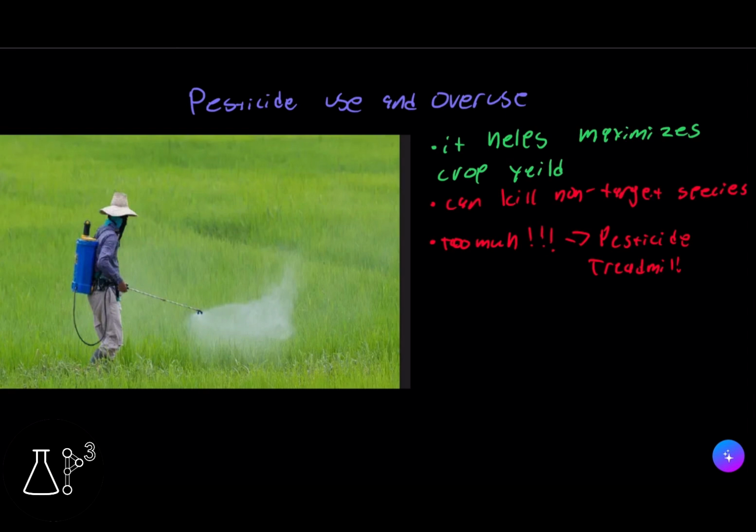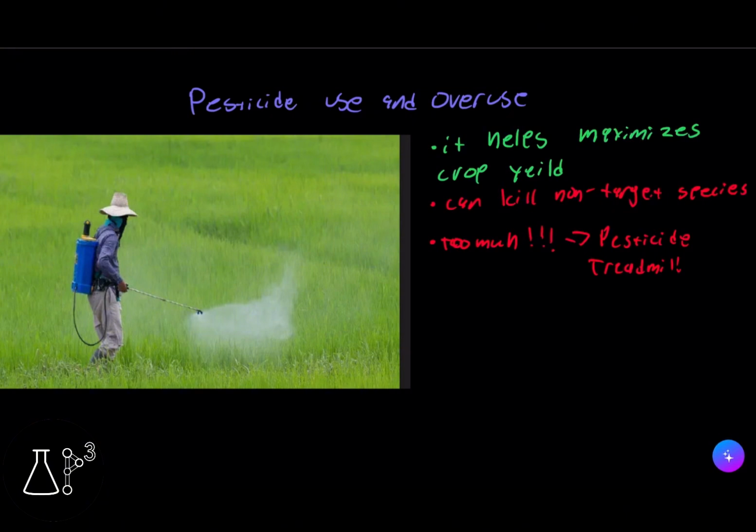Now, there's a lot of negatives to this. One of the biggest ones is that you can kill non-target species. In this case, we can talk about killing ladybugs or bees, and bees are really important because they help grow a lot of crops or plants. And then if we use too much of it, it can lead to the pesticide treadmill.